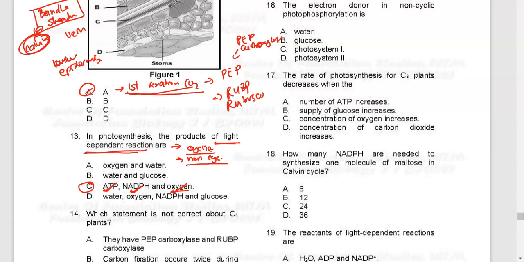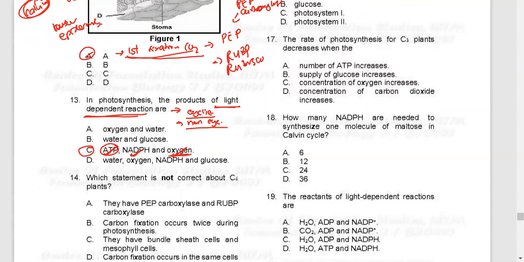The cyclic photophosphorylation will only produce ATP molecules. The production of oxygen is basically from the photolysis of water. So photolysis of water will produce hydrogen ions or protons, electrons, and also oxygen atoms, half of an oxygen molecule. So basically, photolysis of water is the source where the oxygen molecule will be released during photosynthesis.